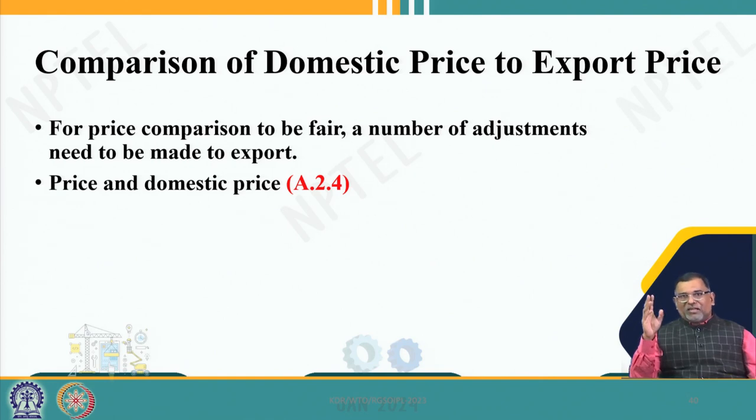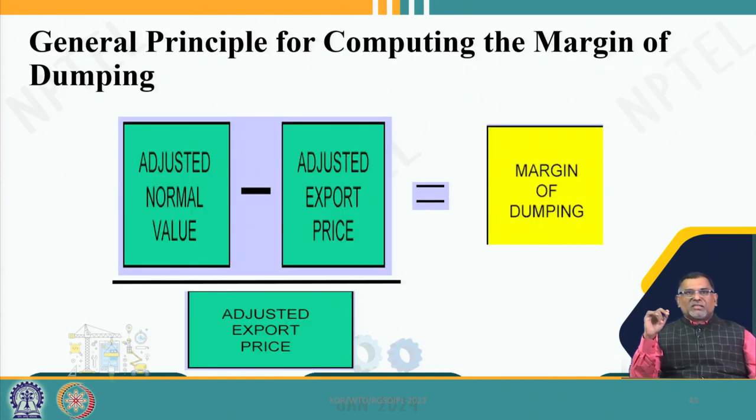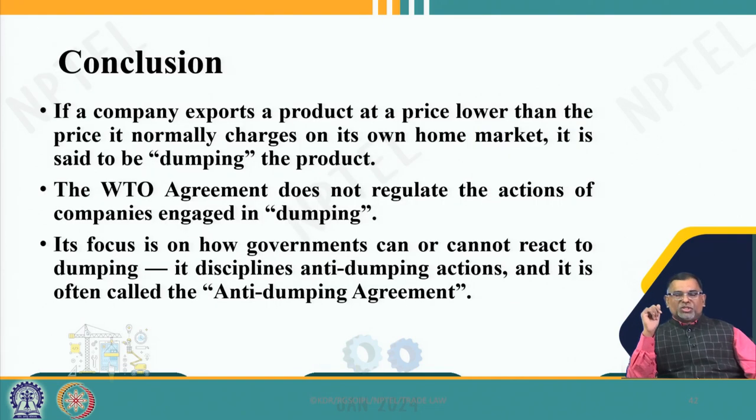And we said that a comparison is made between the domestic price and the export price. So, this is basically the normal value. These prices are to be compared, and a fair comparison is to be made between the prices. So, it is very simple. The margin of dumping is the adjusted normal value minus the adjusted export price, divided by the adjusted export price. It is very simple. So, any other methodology is not acceptable, especially the methodologies adopted by countries like the zeroing methodology.